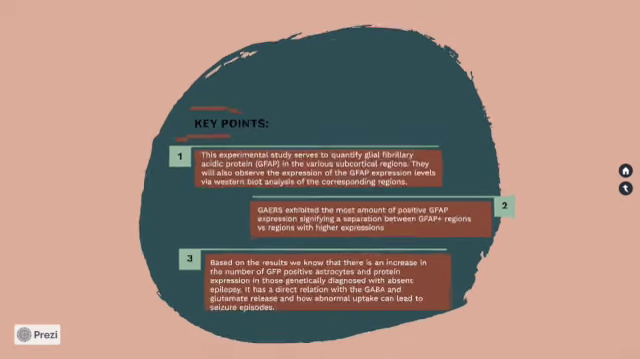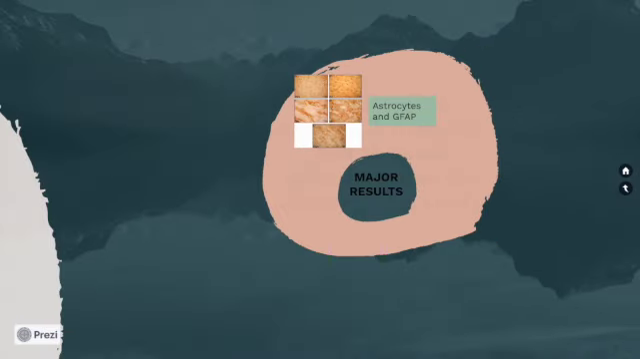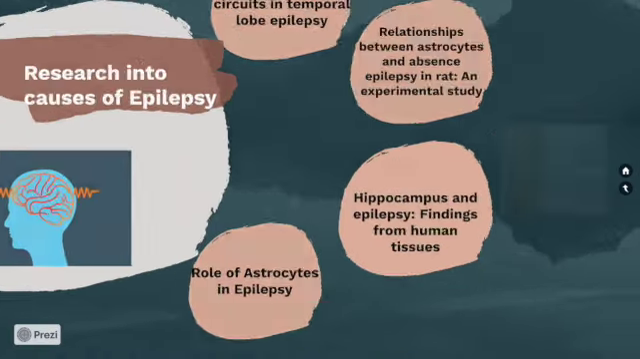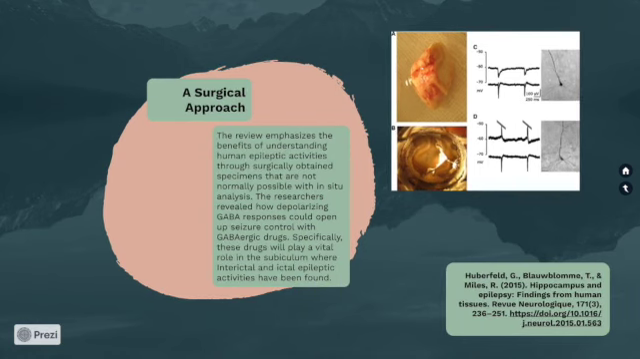Next, we're going to take a look at the hippocampus and epilepsy findings from human tissues. This is where research takes a surgical approach. Their review emphasizes the benefits of understanding human epileptic activities through surgically obtained specimens that are not normally possible with in situ analysis. The researchers revealed how depolarizing GABA responses could open up seizure control with GABAergic drugs.